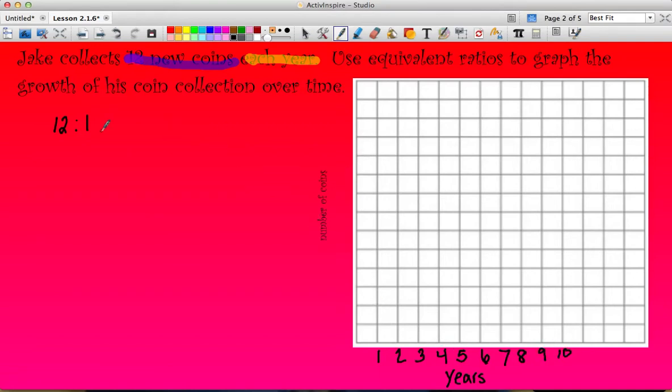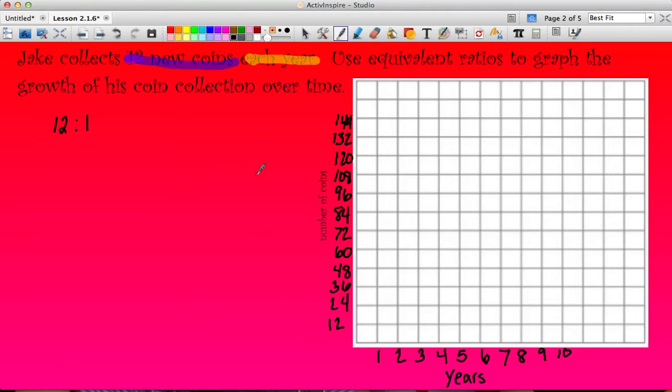Now on this side, because the number of coins goes up by 12 every year, we could just go up by 12. So I can say 12 coins, 24 coins, 36, 48, 60, 72, 84, 96, 108, 120, 132, 144. Okay, and I'm going to stop there.